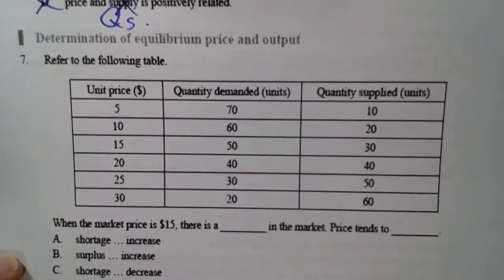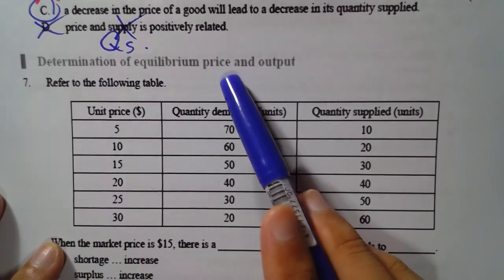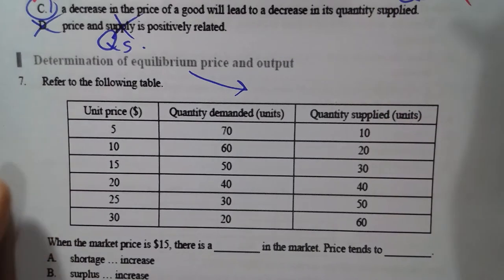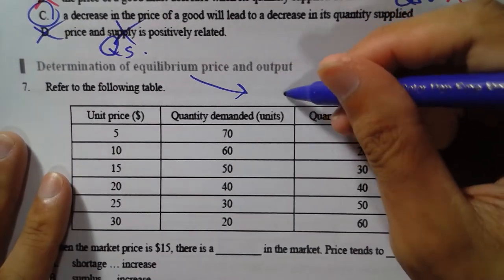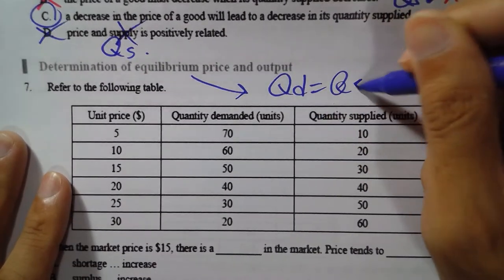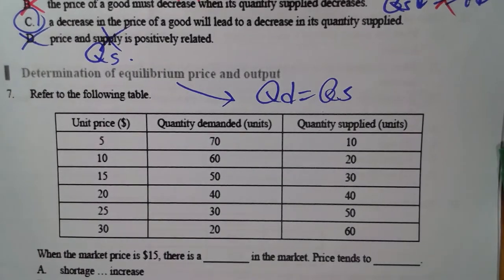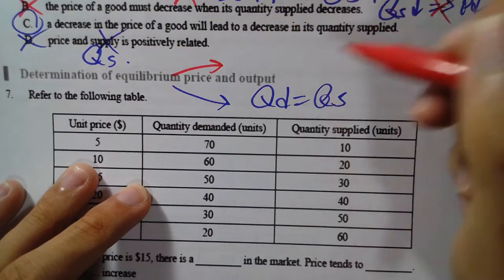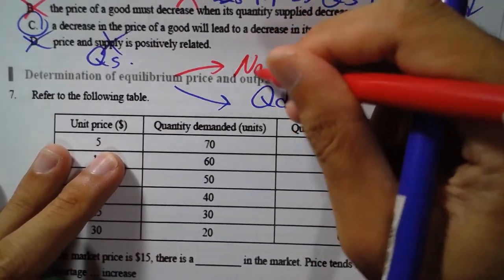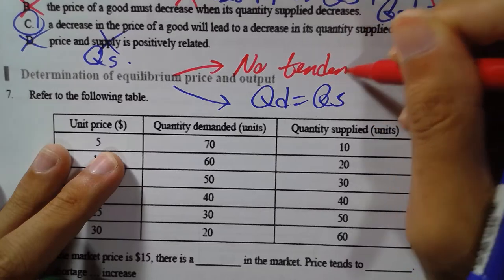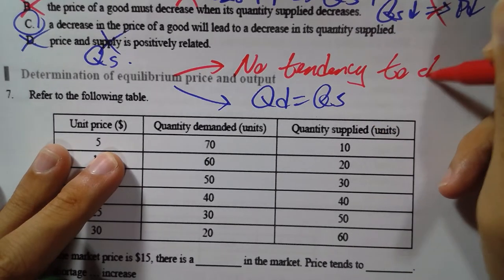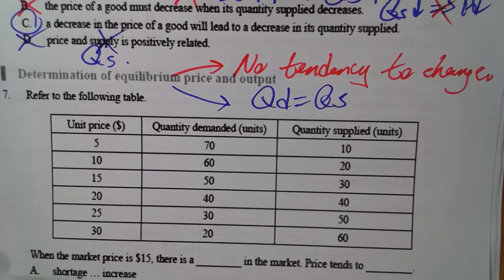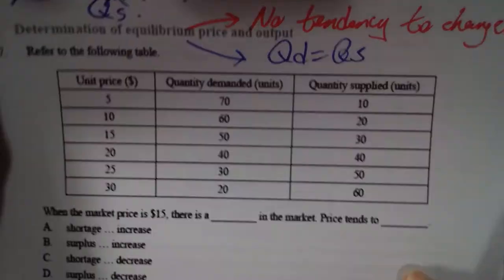Now here, we are going to talk about determination of equilibrium price and output. Now remember, when we talk about equilibrium, we are talking about the point when QD equals QS. Exactly, the point where QD equals QS. And remember, verbally speaking, equilibrium means no tendency to change. It doesn't change, so that's why. Right, so let's see here.